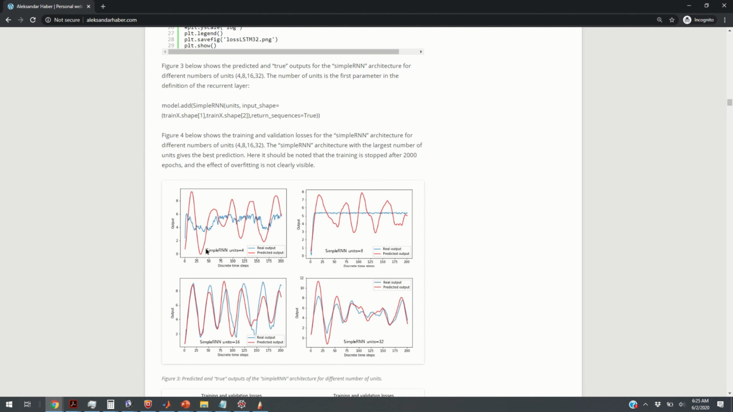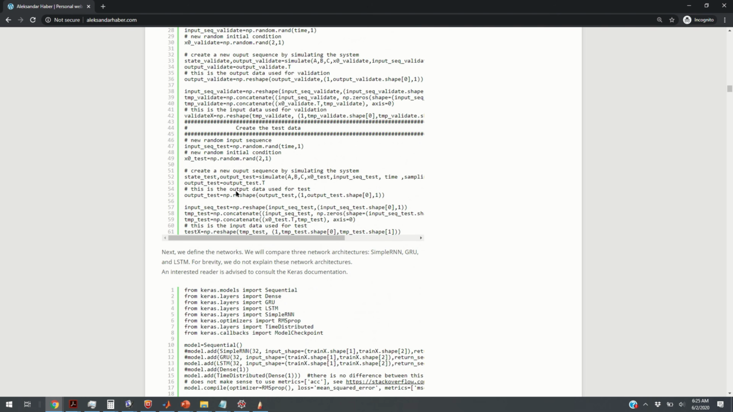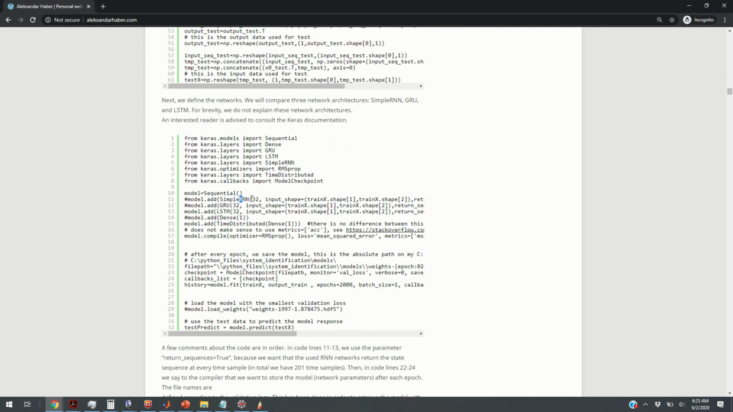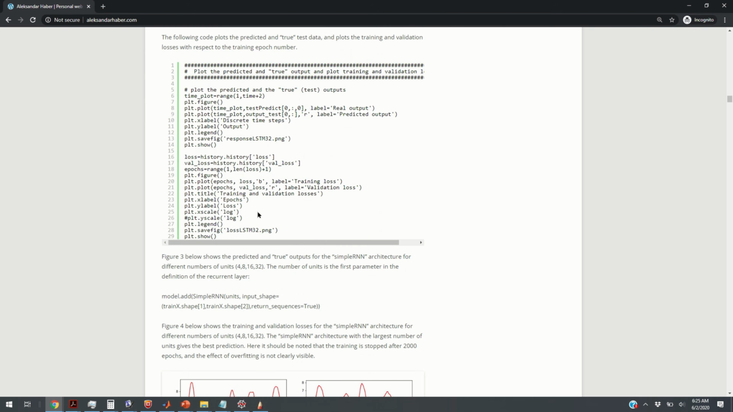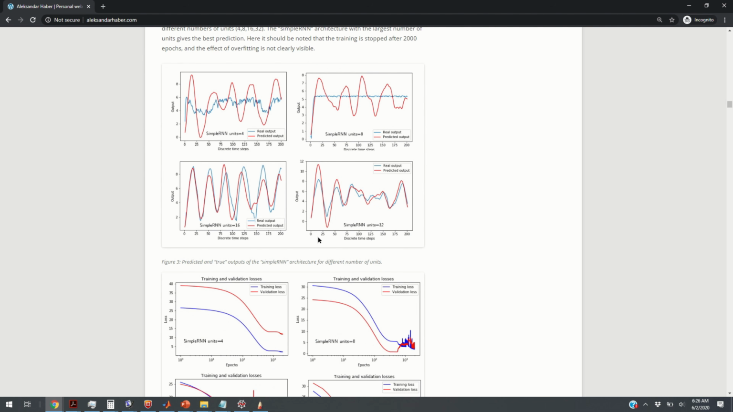And this is basically for a simple recurrent neural network having 4 units. So what is the unit? The unit is, if you see over here where you form the network, basically the internal state dimension. Okay, and you can clearly see here that as you increase the internal state dimension, or the number of hidden layers in the network, going from 4 to 32, you can see how the prediction performance improves.